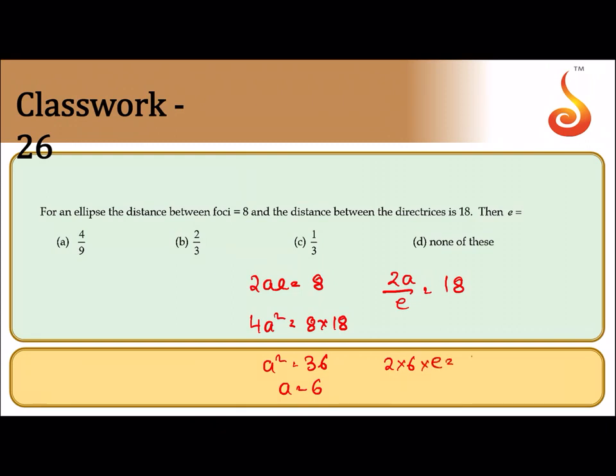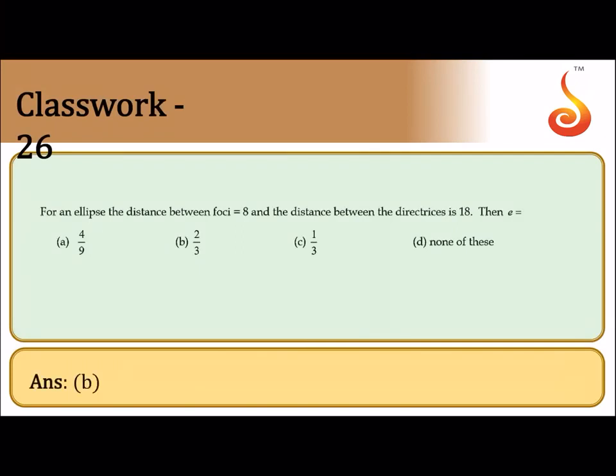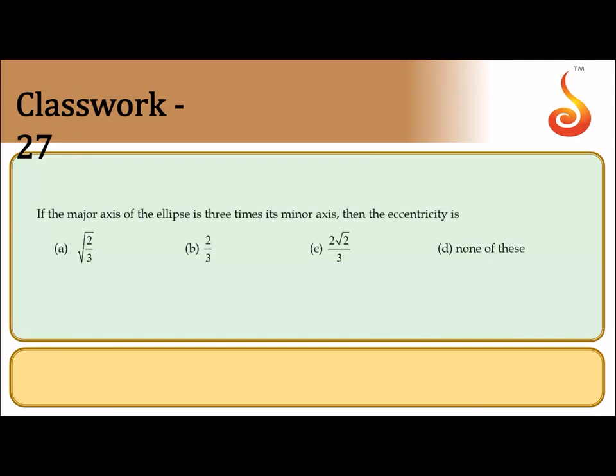Once you get a equal to 6, you substitute here. So 2 into 6 into e is equal to 8. So e will give you 8 by 12, which is equal to 2 by 3. Option B is correct.